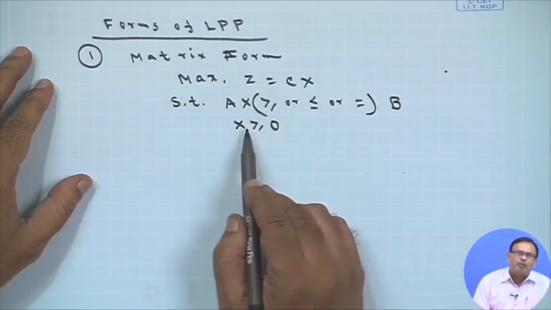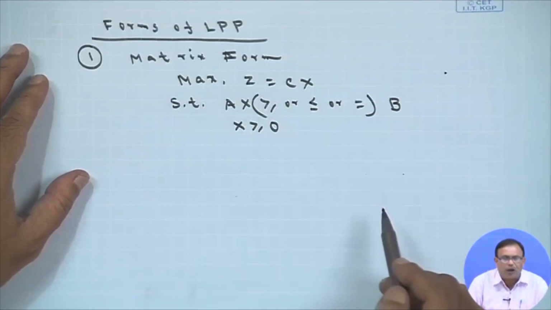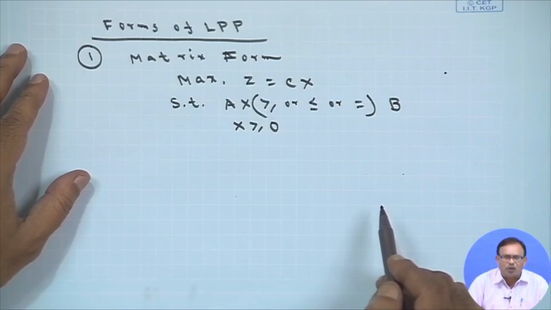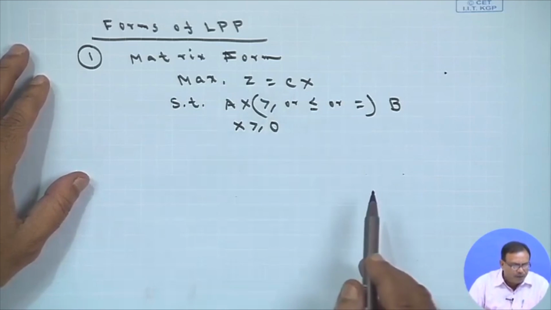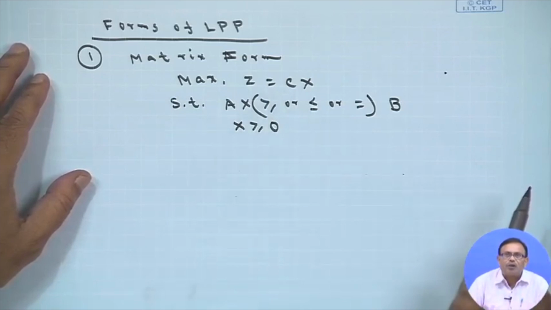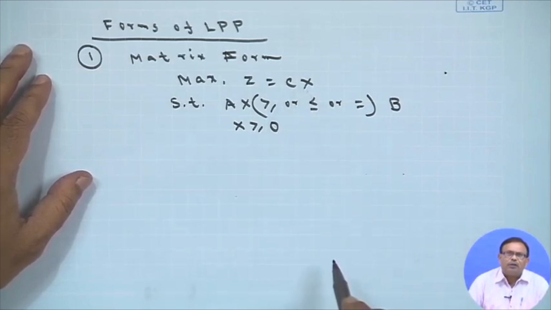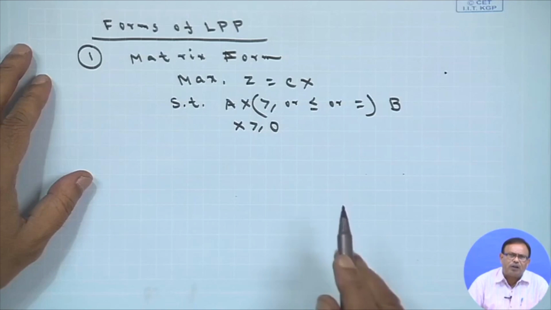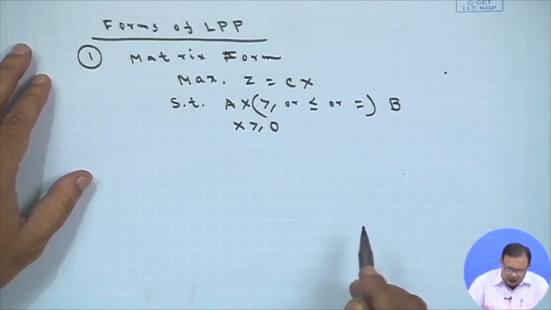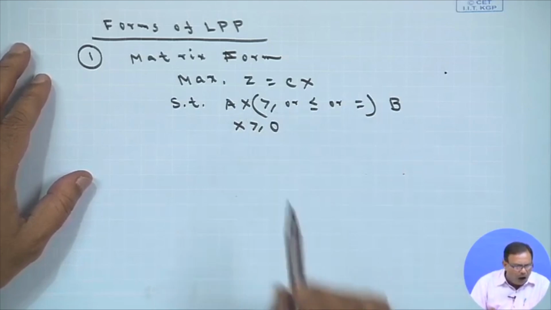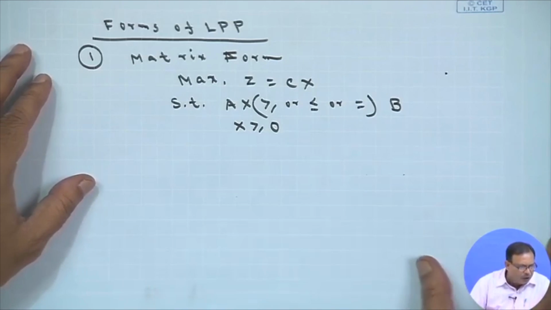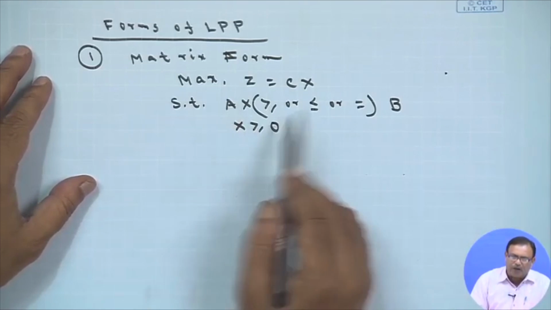Here, A is the m cross n matrix, b is a column matrix, m cross 1, and C is a row matrix, 1 cross n, and x is the column matrix of the n decision variables. This we have told earlier. So, this is your first form, that is the matrix form.